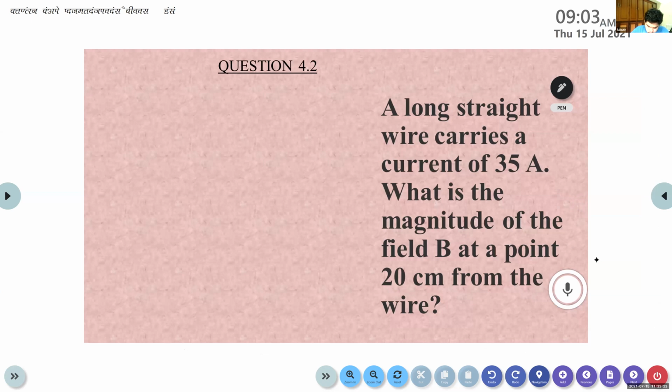Question number 2. A long straight wire carries a current of 35 ampere. What is the magnitude of the field B at a point 20 centimeter from the wire?